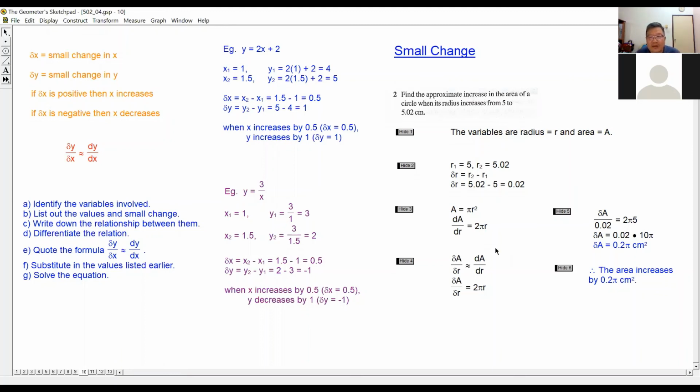But in the exam, even if you have the calculator, don't use the calculator to calculate. You must use delta A over delta R equals dA over dR to find the small change. You don't go and use A2 minus A1, cannot. You have to use differentiation. Can you understand what I'm telling you or not? Any question you want to ask? No, okay. Then we look at another example called approximation.